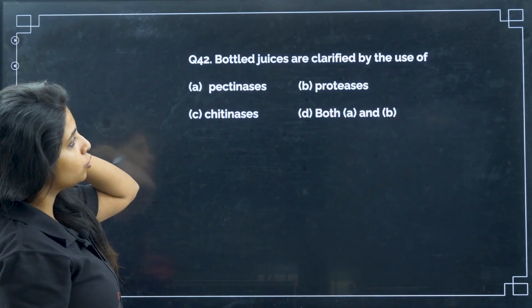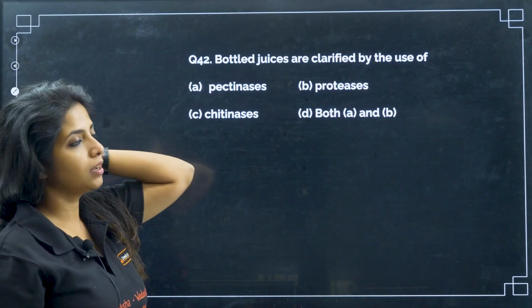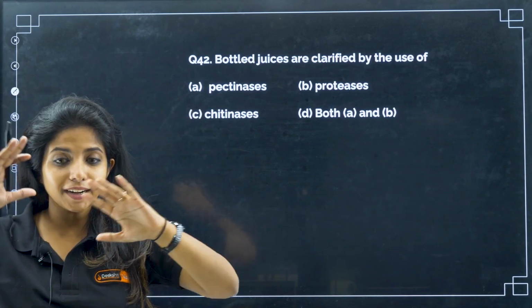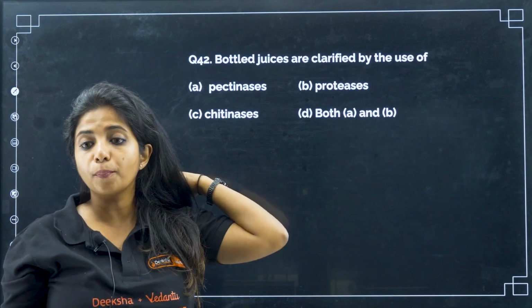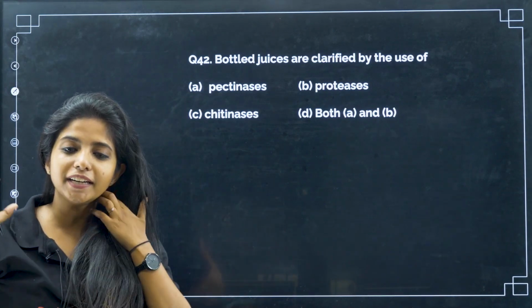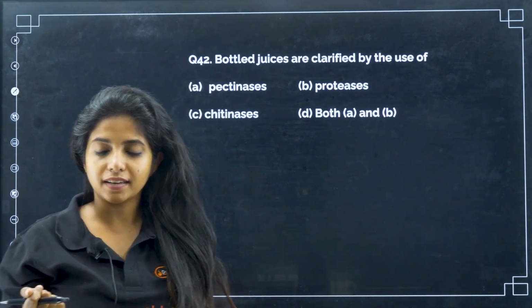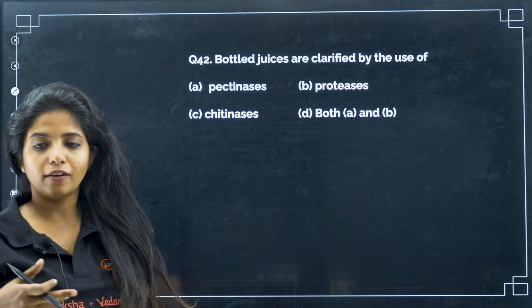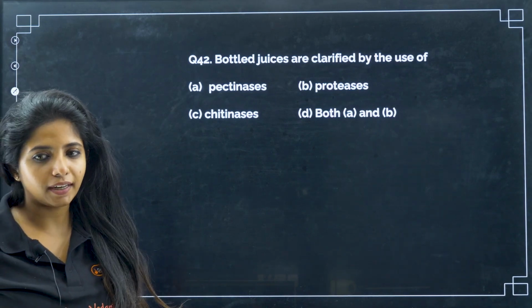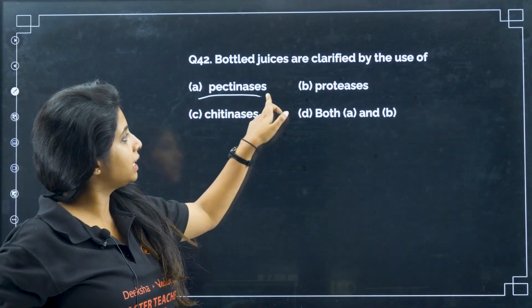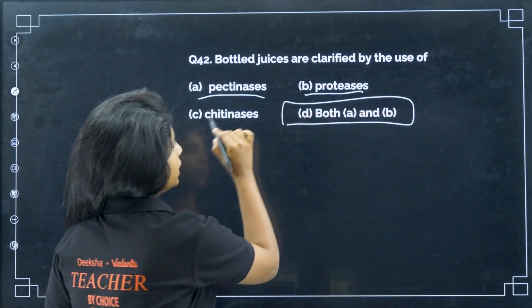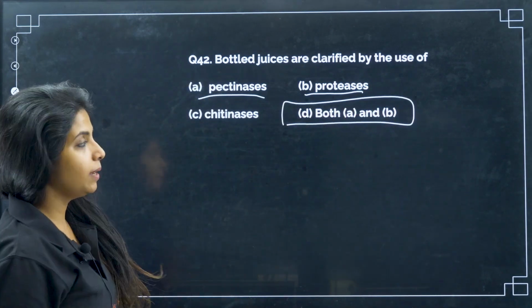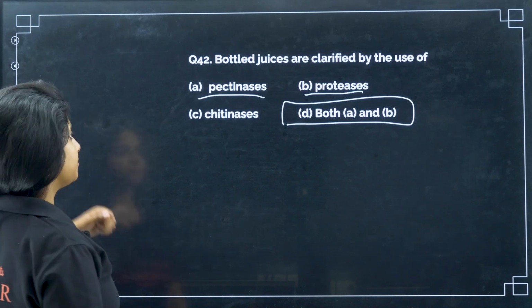Next, bottled juices are clarified by the use of what? Bottled juices are cleared up with the use of pectinases, because pectin will be there, and also proteases, not chitinases. Chitin you don't find in plants. You have pectin, cellulose and things like that, but not chitin. So basically it will be pectinases as well as proteases. So both A and B would be the correct answer.